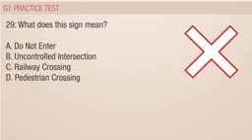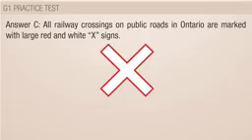Question 29. What does this sign mean? A. Do not enter. B. Uncontrolled intersection. C. Railway crossing. D. Pedestrian crossing. Answer C. All railway crossings on public roads in Ontario are marked with large red and white X signs.